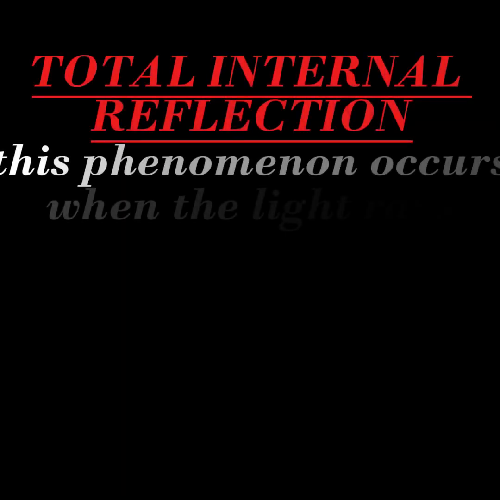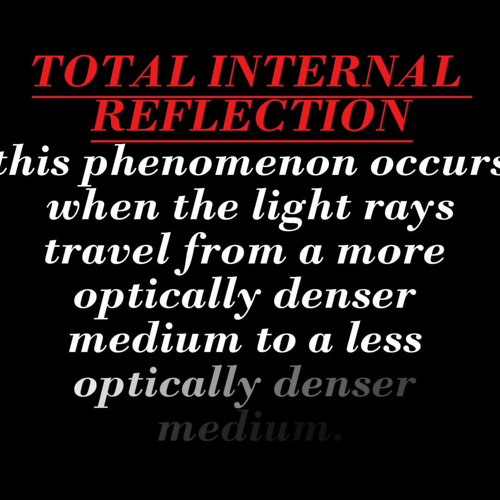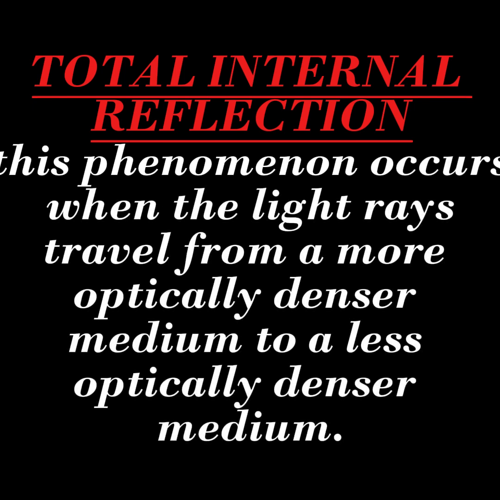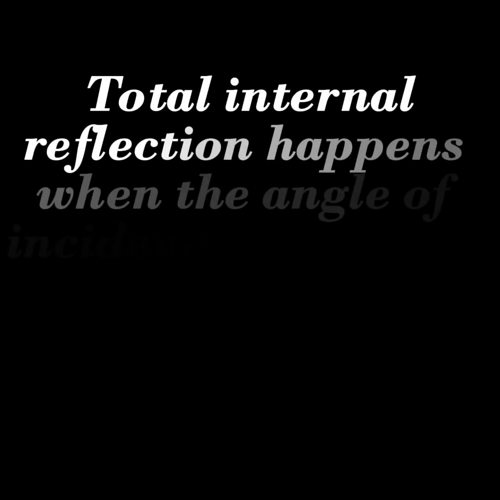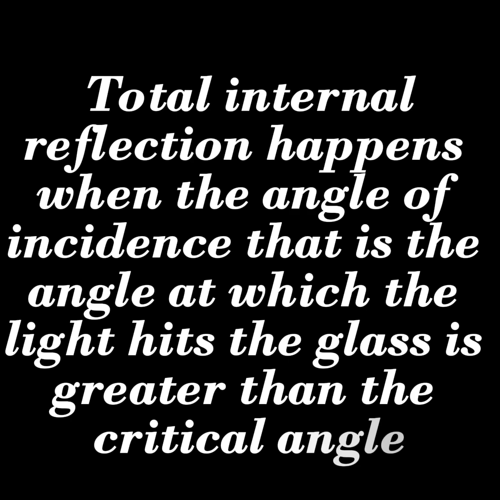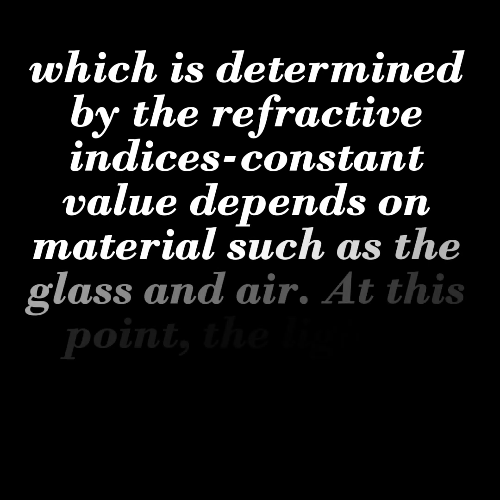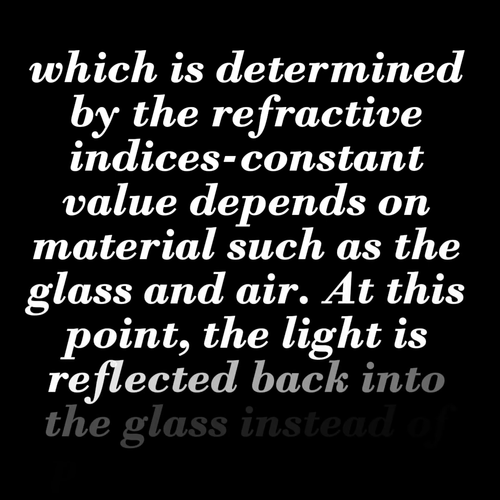Case 1. Bright spot of light on paper. Total internal reflection. This phenomenon occurs when light rays travel from a more optically dense medium to a less optically dense medium. Total internal reflection happens when the angle of incidence, that is the angle at which the light hits the glass, is greater than the critical angle, which is determined by the refractive indices, constant values that depend on the material, such as the glass and air.